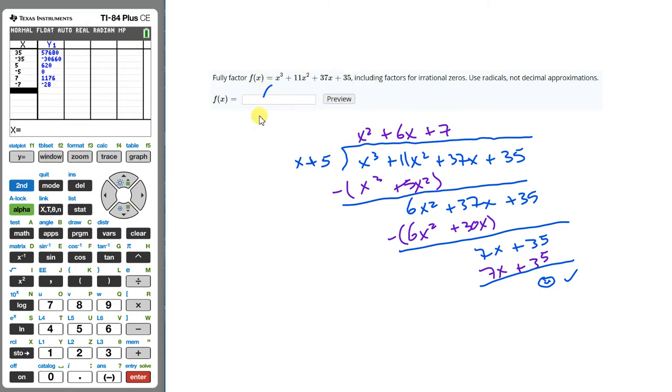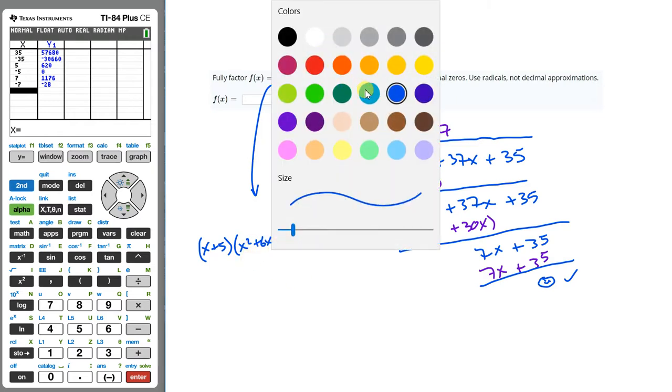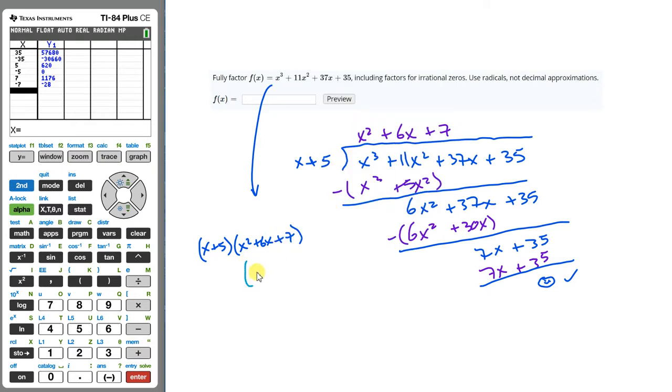I can write this guy as x plus 5 times, let's see, we've got x squared plus 6x plus 7. Okay, now if I try and factor this by hand, let's see if it works by hand. We expect it's not going to. Why? Because they're already kind of warning me I'm going to end up with irrational zeros. If you can factor it by hand, then you're going to get rational number zeros. So they're already kind of warning me it's not going to work.